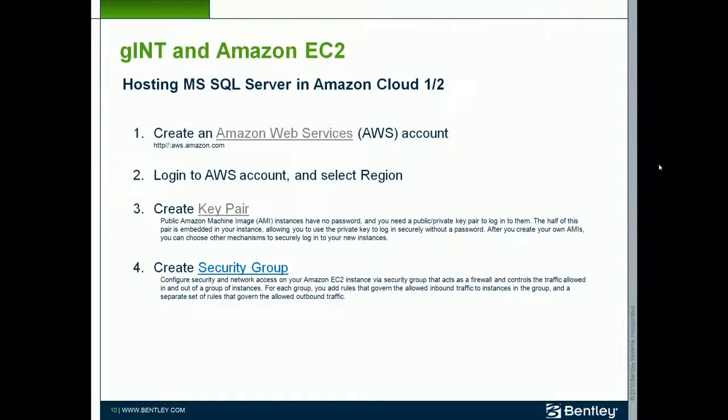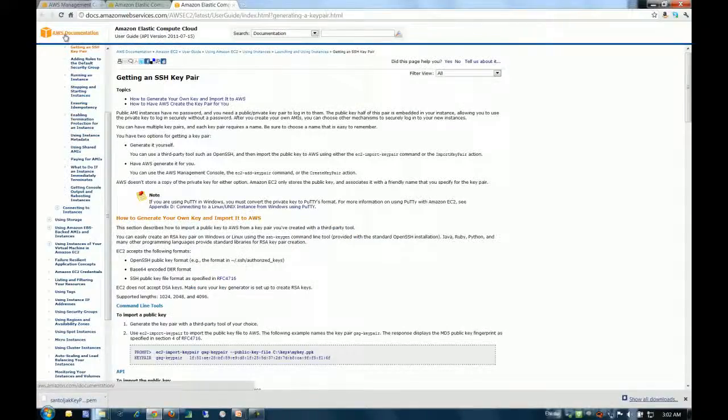Next, we will create a key pair. Public Amazon Machine Image instances have no password, and you need a public-private key pair to log into them. Half of this pair is embedded in your instance, allowing you to use the private key to log in securely without a password. After you create your own AMIs, you can choose other mechanisms to securely log in to your new instances. To learn more about key pairs, visit AWS documentation and look for the topic Getting an SSH key pair.